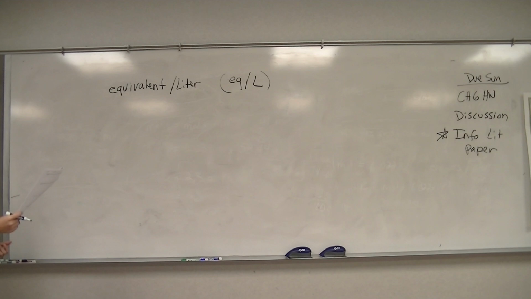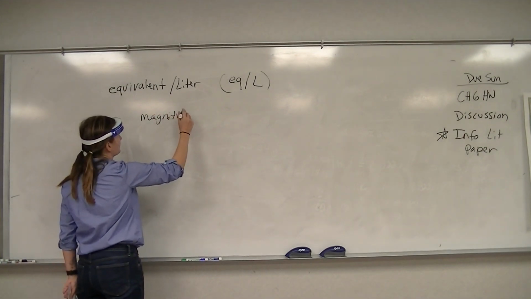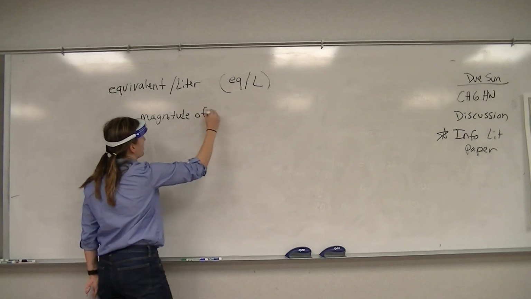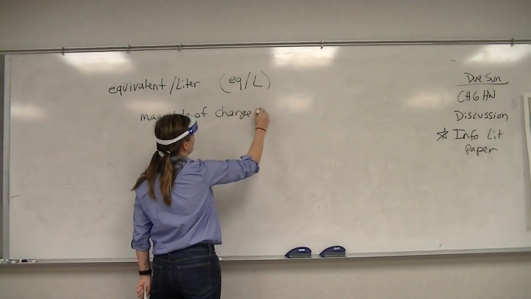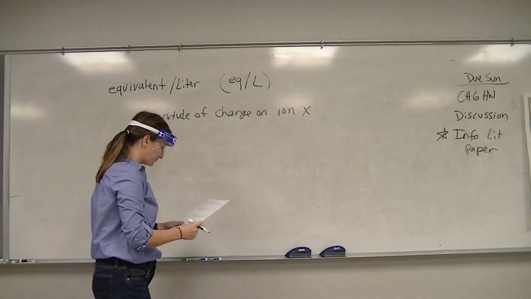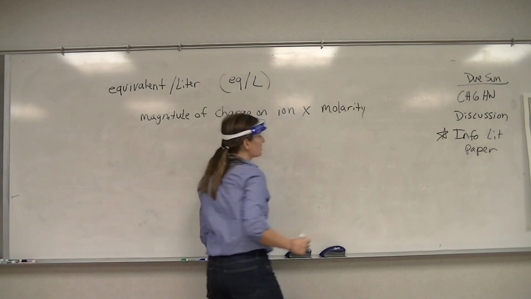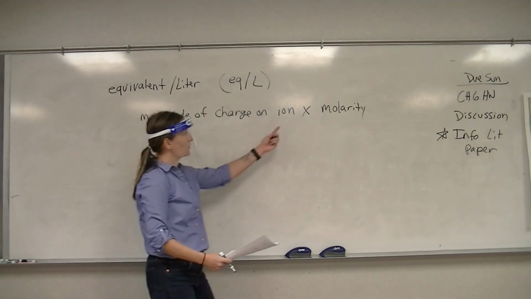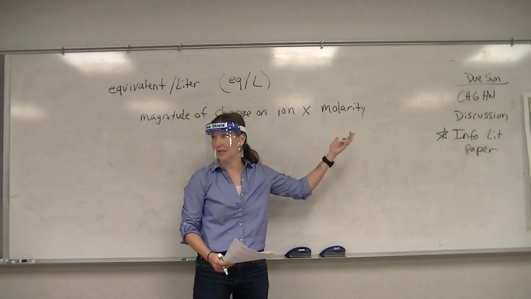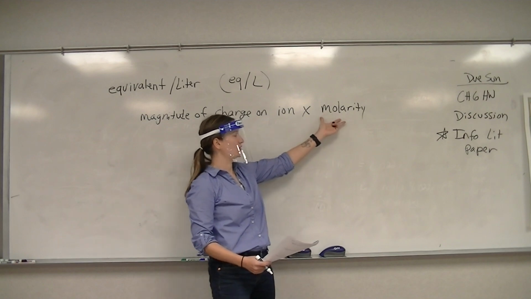So when you're trying to solve for equivalents per liter, what you're doing is taking the magnitude of the charge on the ion and multiplying it by the molarity. This is why it's a concentration problem, because we're multiplying by molarity, molarity being a concentration. That's that moles per liter that we did calculations with last lecture.